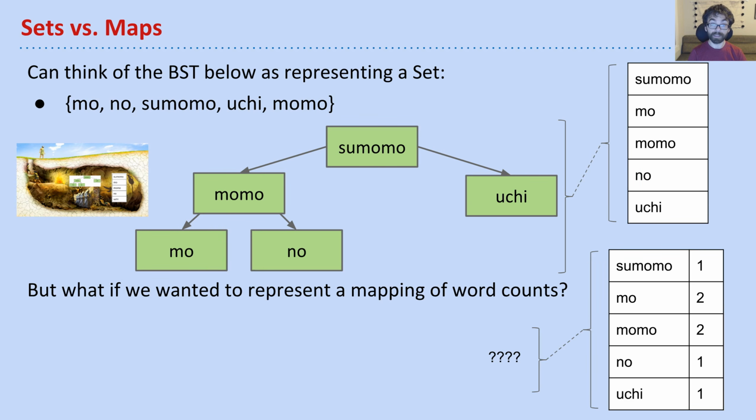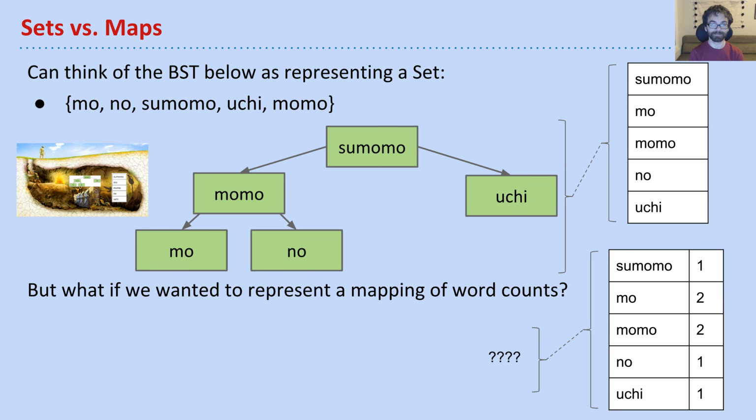Well, what I'm going to ask you to do is try and figure that out. If instead of expecting a set, the users were expecting a count of each word, what would we need to change about our binary search tree? You can do whatever you want so that we can represent a mapping of word counts. So hopefully you're pausing and thinking.